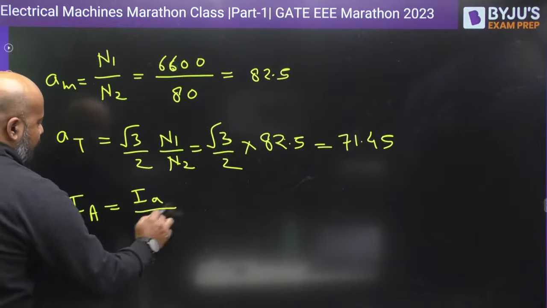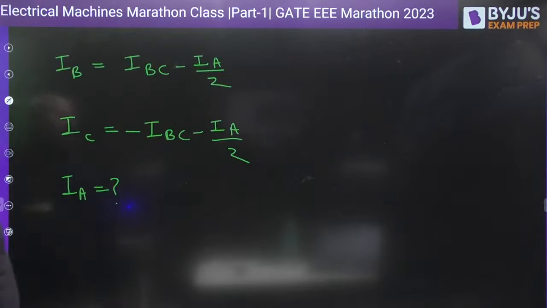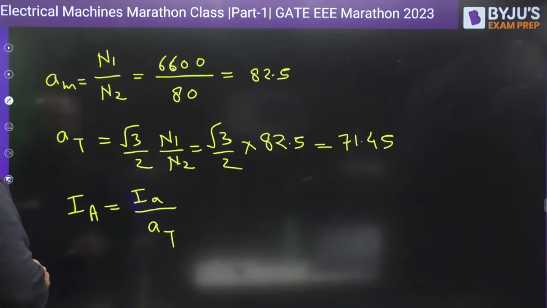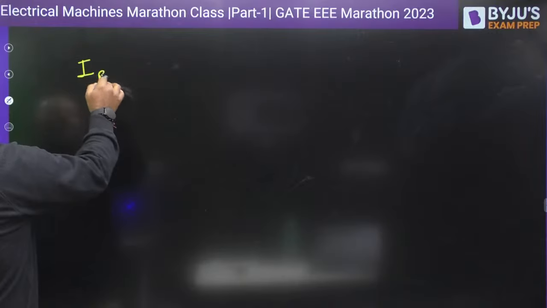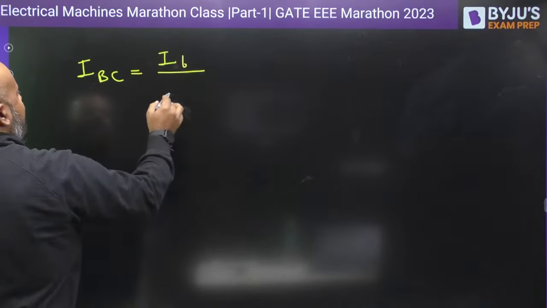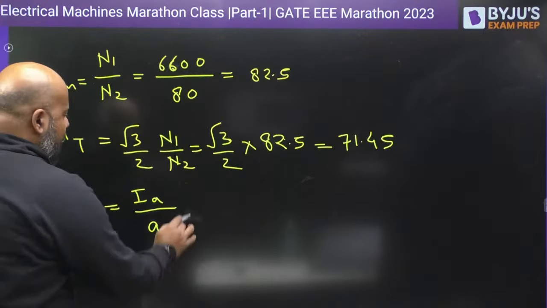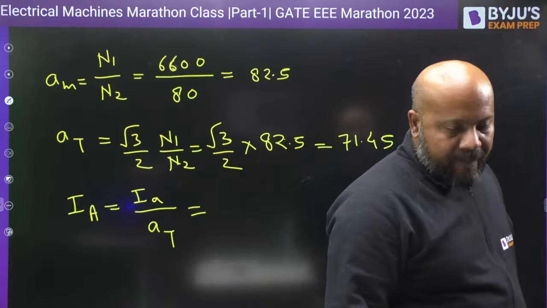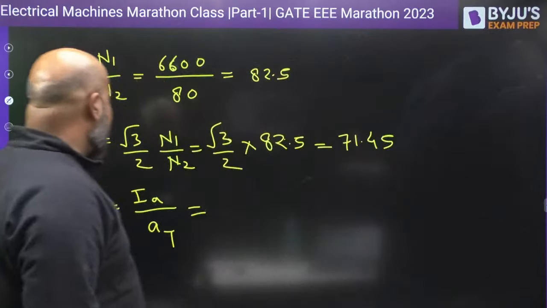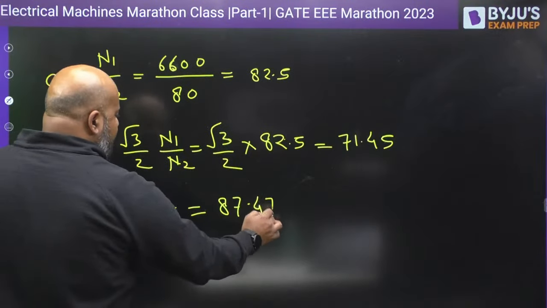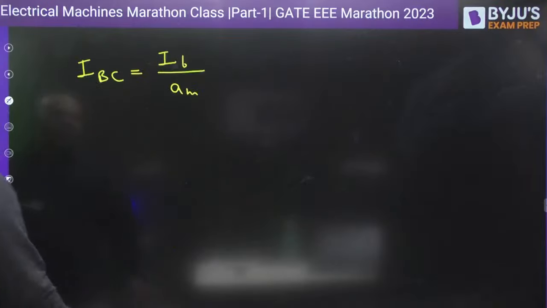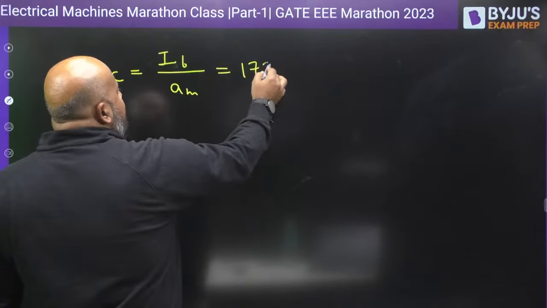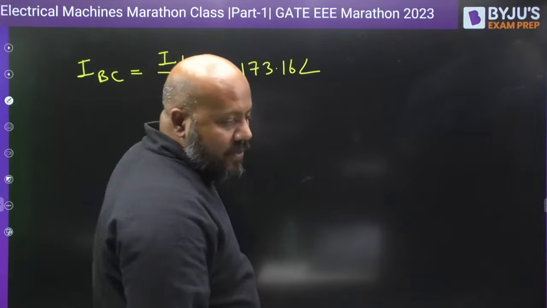It is going to be I small a divided by the teaser transformer turns ratio. Because this is the teaser transformer turns ratio you have to use here. For the main transformer, for this complete winding you will be getting IBC. So IBC you will be getting as IB divided by the main transformer turns ratio. So if you put the values, I capital A, as per my reference, you must be getting 87.47, angle is 90 degrees, and IBC you must be getting as 173.16, angle is minus 45.57 degrees.